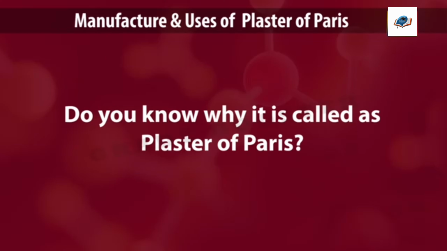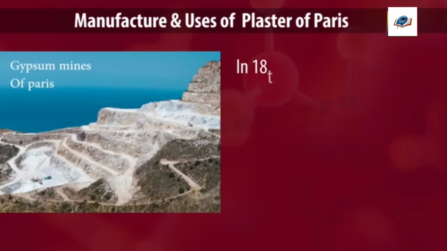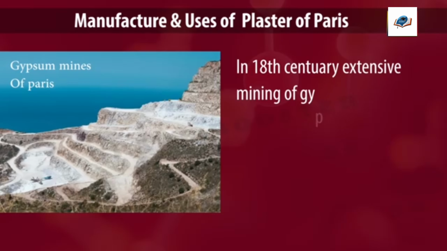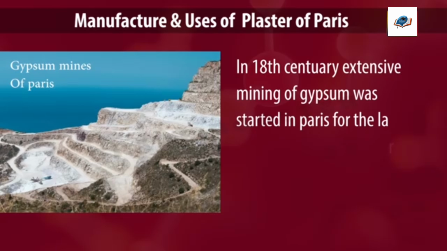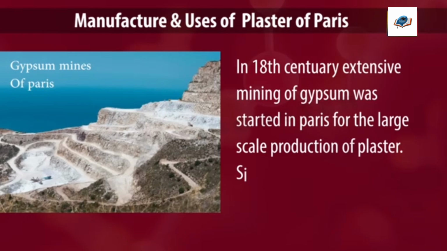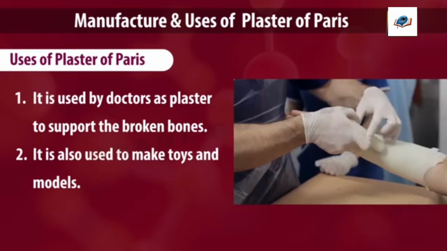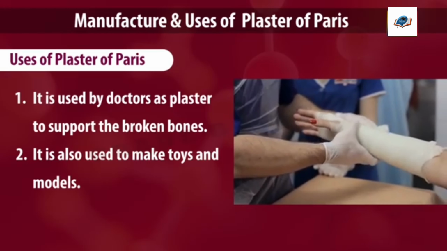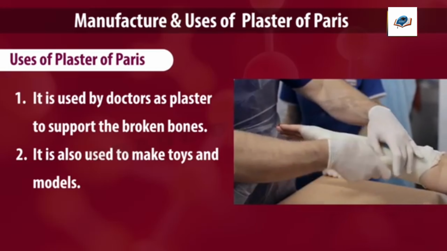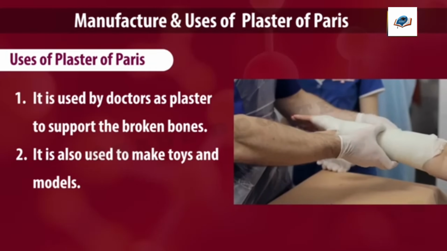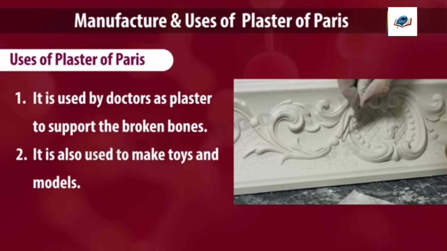Do you know why it is called plaster of Paris? In the 18th century, extensive mining of gypsum was started in Paris for the large-scale production of plaster. Plaster is used in the process of construction. Since then, it is being called plaster of Paris. Uses of POP. It is used by doctors as a plaster to support broken bones. It is also used to make toys and models.